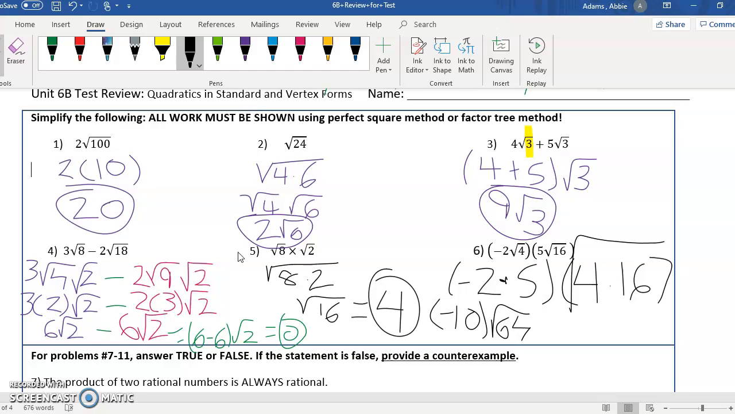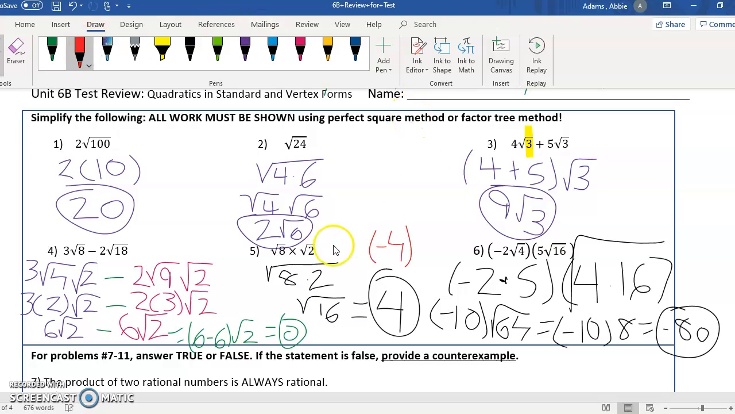64 is a perfect square. 8 times 8 is 64. So this now reduces to negative 10 times 8, which is just going to give me negative 80. But we could have looked at this originally, and instead of having a square root of 4 here, I could have replaced that with a 2, which would have been negative 2 times 2. That's going to give you a negative 4 in the first parentheses. And I could have looked at this here. Square root of 16 is 4. 5 times 4 is 20. So I would have had 20 as my second parentheses, and negative 4 times 20 is also this negative 80. Both ways work.